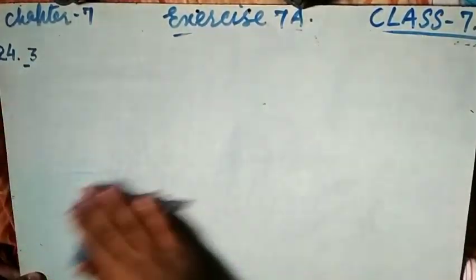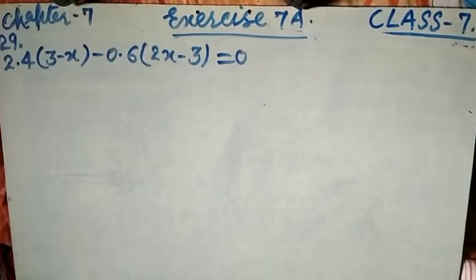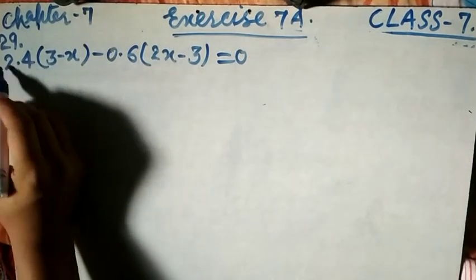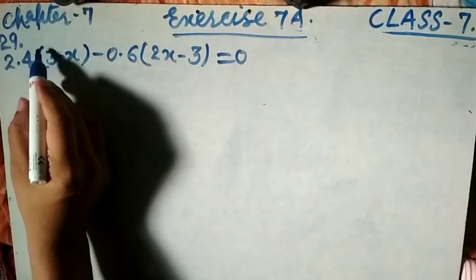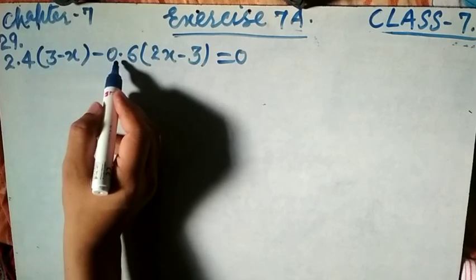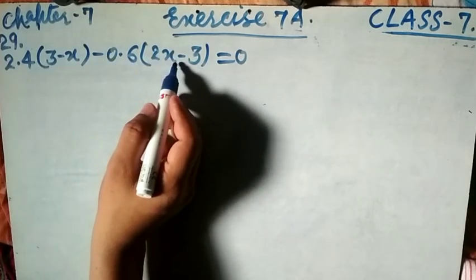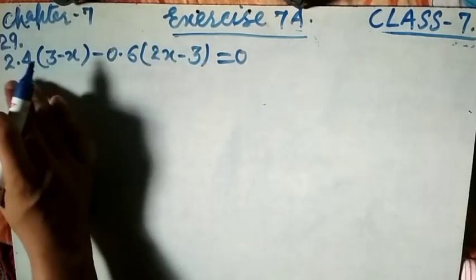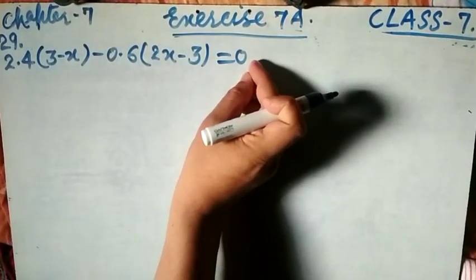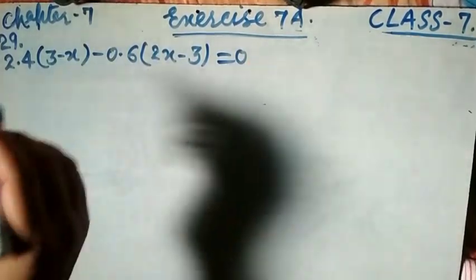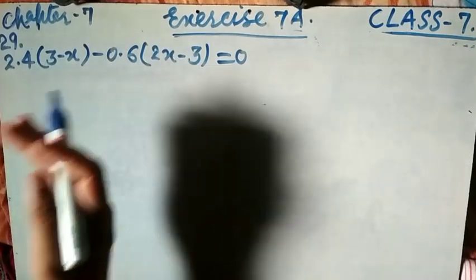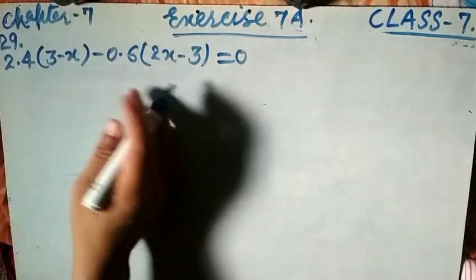Okay, now next question. Now friends, see, question number 29 is 2.4 multiplied by 3 minus 6, minus 0.6 multiplied by 2x minus 3 is equal to 0. Means the left hand side is here, and the right hand side is 0. Now first we have to find the value of x. Then afterwards we will check by putting the value of x in the left and right hand side.